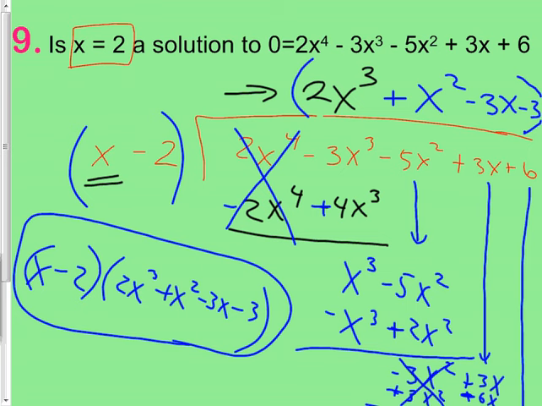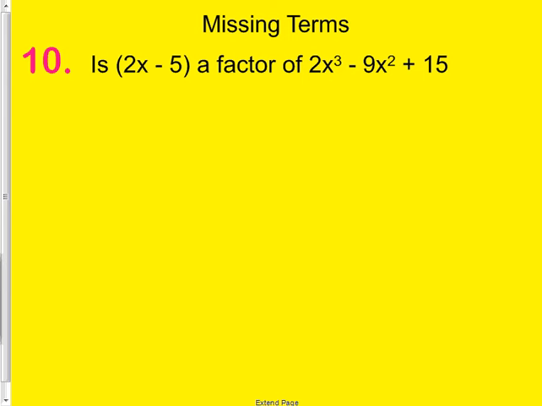Let's start one last kind of problem together so you can see what happens when there's something called missing terms. And then we'll do the first problem on the homework together. All right, so missing terms. Take a look at this problem and try to figure out what's different about it than all the other ones before it. It's missing an x. It's got an x cubed, it's got an x squared, but it doesn't have a plain old x in it.